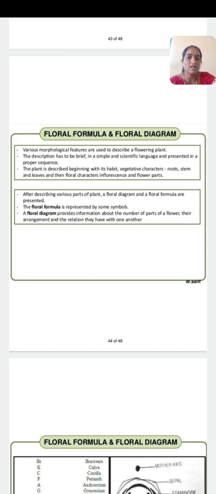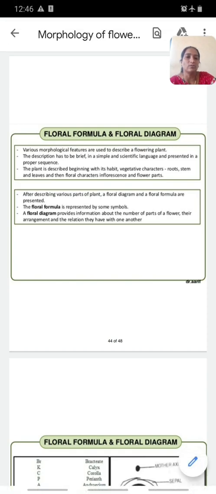For the study of a family, a plant is given to all of you in practical as well as in the theory paper. Then you have to note down the vegetative characters and floral characters from that plant. Various morphological characters, like vegetative characters and floral characters, are studied for the study of a family.